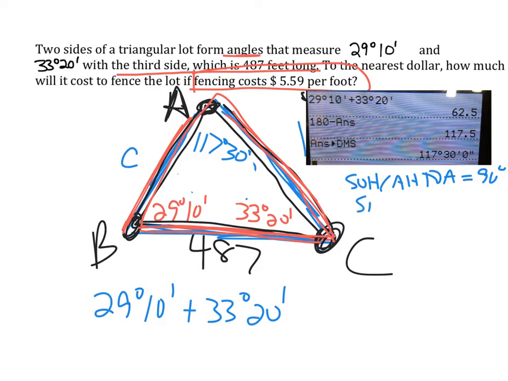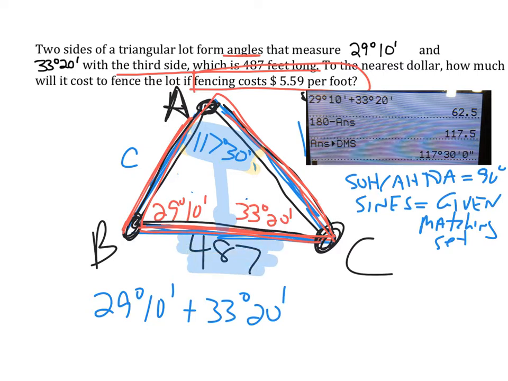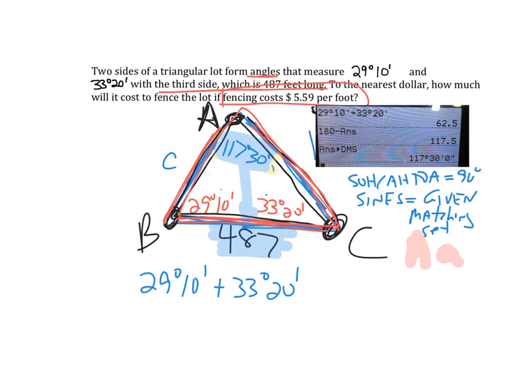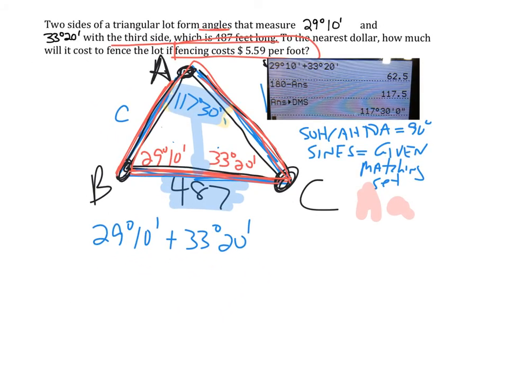The law of sines you look to use if you're given a matching set of side and angle. And it looks like here, because we found my angle A, we do have a matching set. Here we have angle A is 117.30, and here they gave us side A is 487. So here, since we have a matching set, the A's, we're going to look to use the law of sines. If we weren't given a matching set, we would look to use the law of cosines.